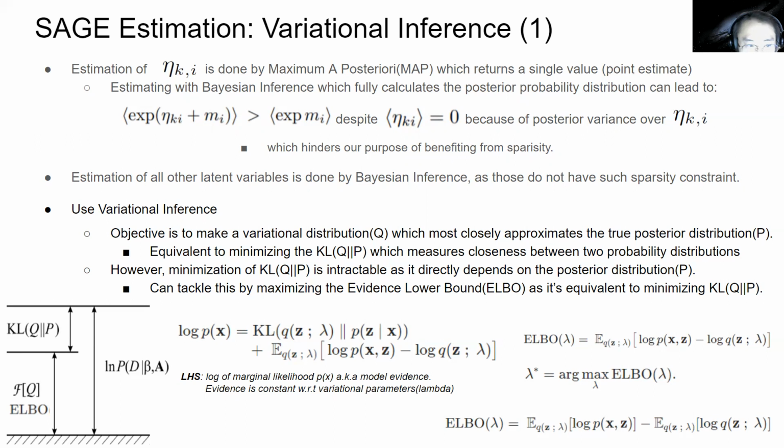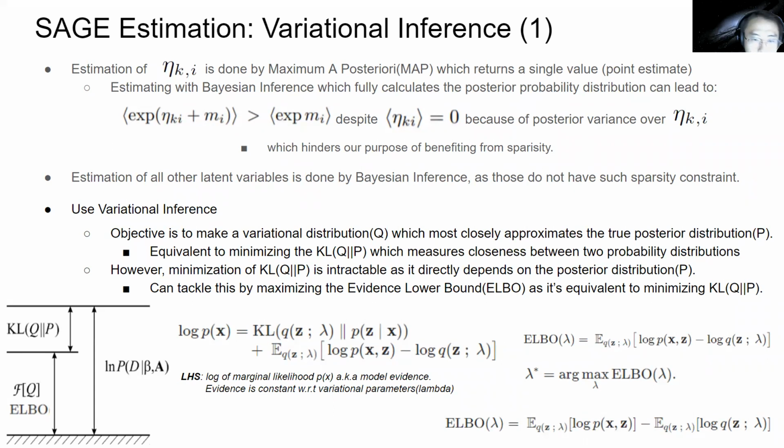Okay, so the objective of variational inference is to approximate that. We don't know the true posterior probability distribution, P here. We want to know that, but we can't just know it right away. It's intractable. So we would like to closely approximate it, which we do with the variational distribution, here Q.